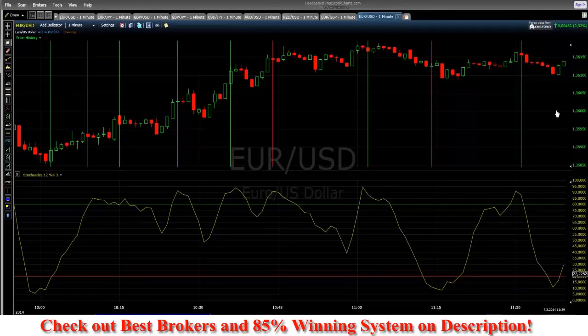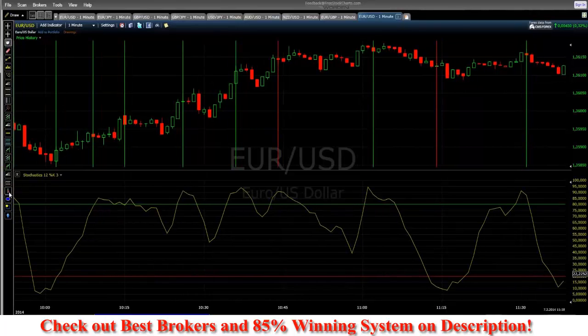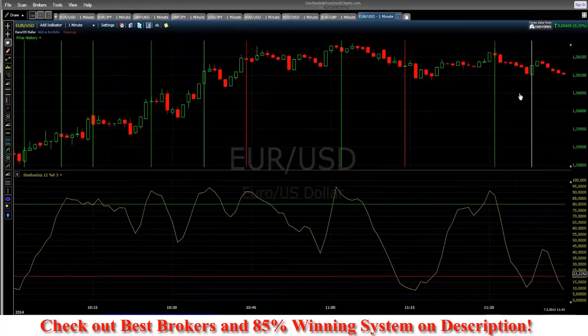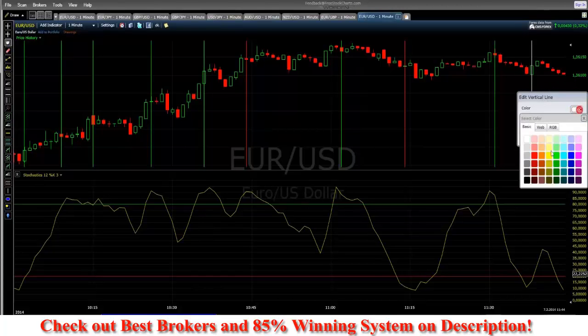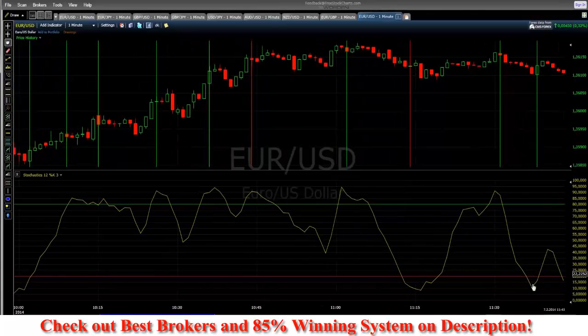So you can see the stochastic by itself is already giving you quite good results. And if you just learn how to use the stochastic, if you are using it in ranging markets, and if you just use the stochastic indicator, you can already make quite some profit with binary options trading. So okay, let's mark this with a green line, and let's go.